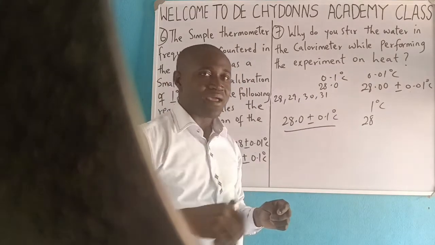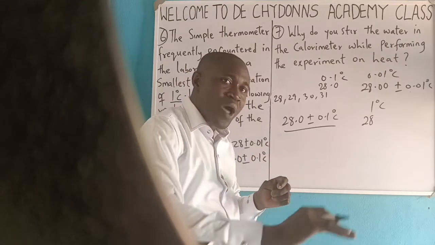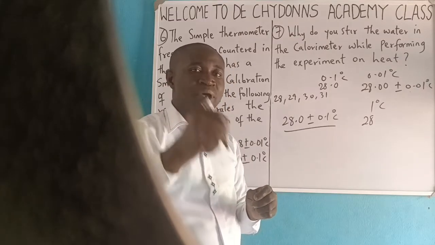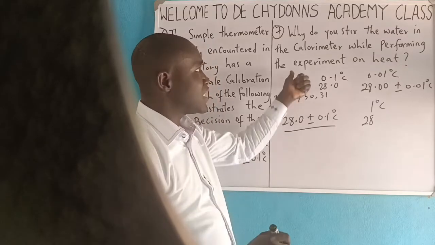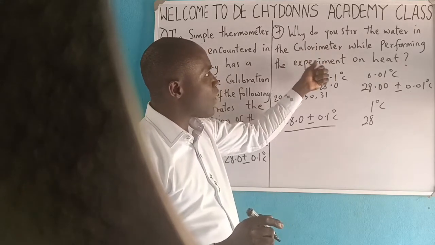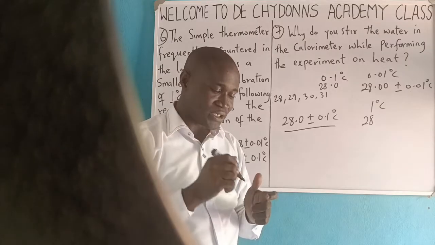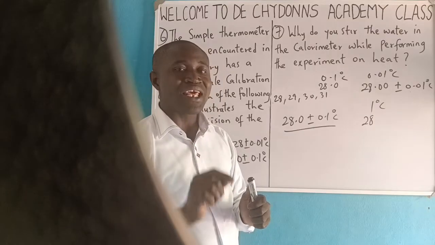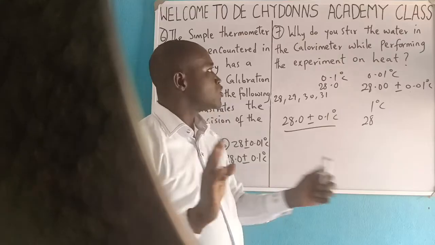So with the stirrer, we'll be able to stir it so as to distribute it to go around the whole part of the water. So I will be getting the resultant temperature of the water accurately. So I believe you understand the explanation. In simple words, why do you stir the water in the calorimeter while performing the experiment on heat? This is so as to distribute the heat in water uniformly, so as to be able to get the resultant temperature of the water accurately. Okay? So that is number 7.